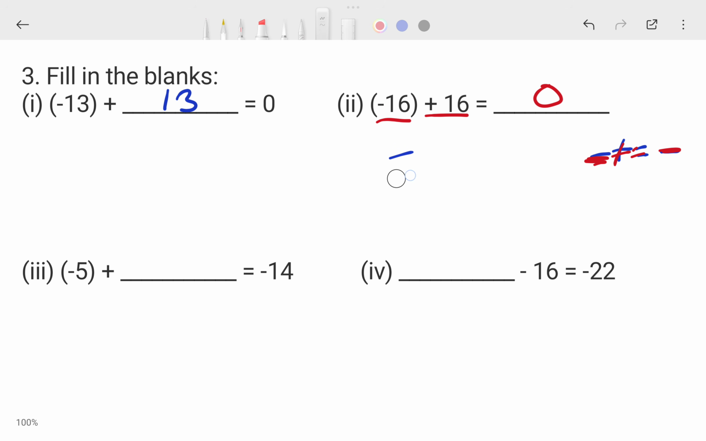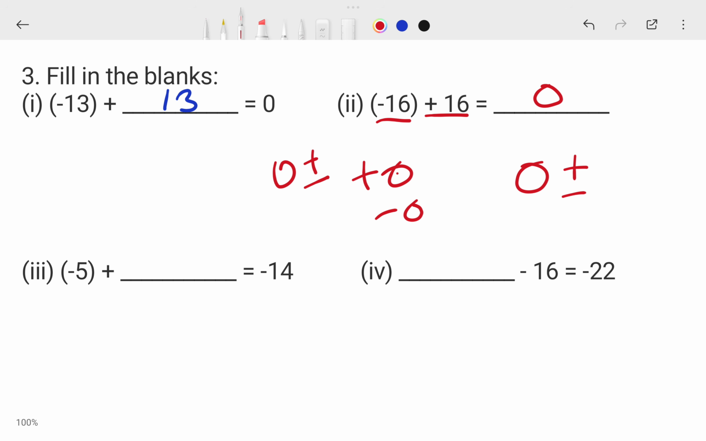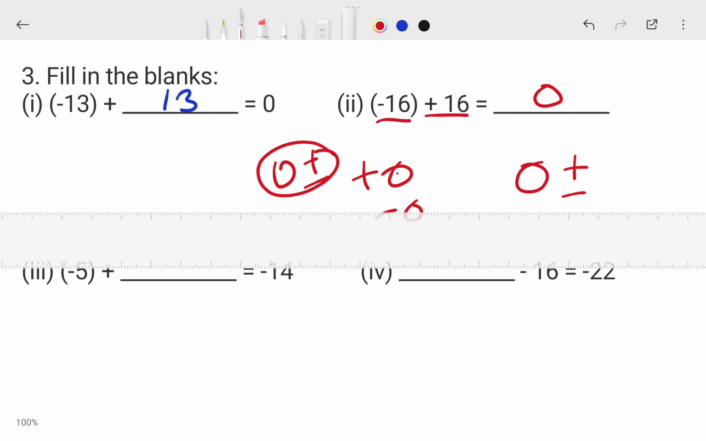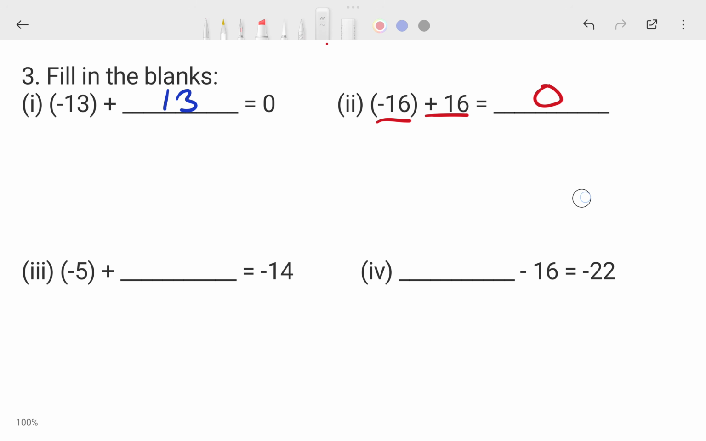The answer is 0. And one thing to remember, 0 does not have a positive or negative value. You cannot say 0 is positive, and you cannot say 0 is negative. 0 is not positive and not negative. We cannot define 0 as positive or as negative. 0 is neutral, it is neither positive nor negative.